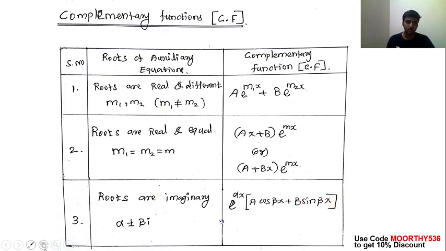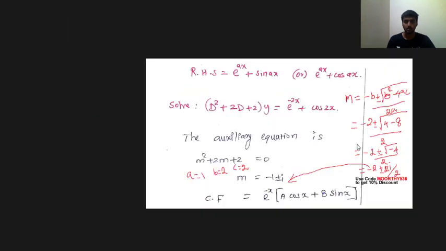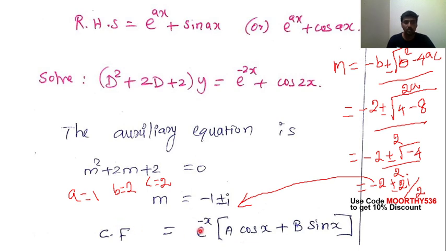So coming to the solution for the given equation. We know the complementary function is e power alpha x, where alpha is equal to minus 1. Substitute minus 1 here, then a cos beta x, where beta is equal to 1, the coefficient of i, plus b sin beta x. Then e power minus x into a cos x plus b sin x is the complementary solution for the given differential equation.